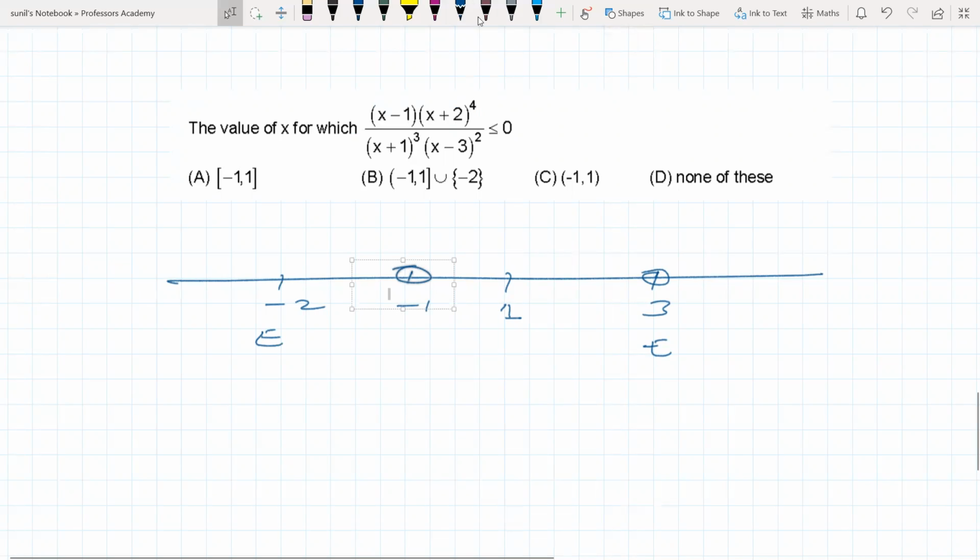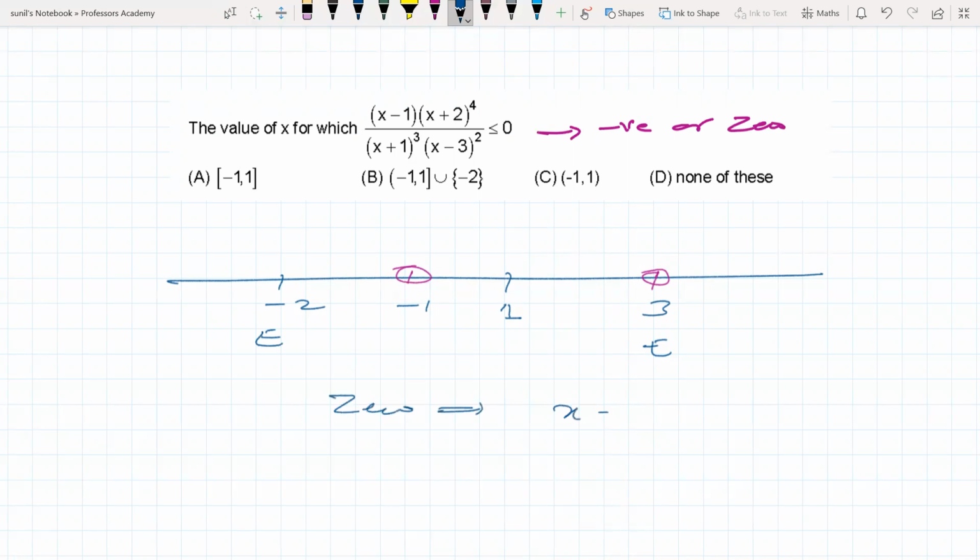If it is coming in the denominator, you know that value cannot be included in the solution. The question is negative or 0. We want to collect negative or 0 values. From here, the 0 values come out. The 0 points are x equal to minus 2 and x equal to 1. These are the values it will give, so we want to include these points in the solution.